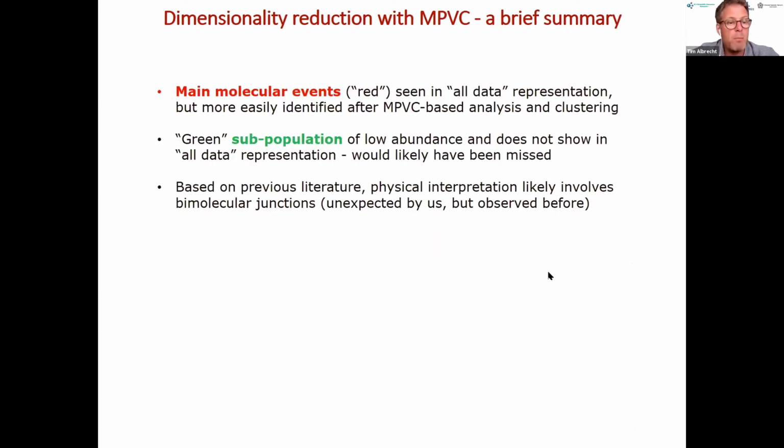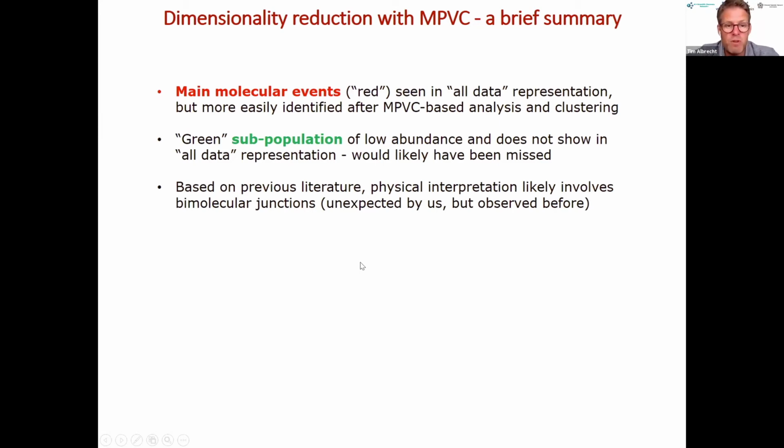And so what does that all mean? Well, again, the main molecular events are in the red cluster, right? You could see that there was something there, but it was much more easily identified using MPVC-based analysis and clustering. The green subpopulation was of low abundance and does not show at all in the all data representation. That's something we would clearly have missed, especially because we didn't know that something like that would exist.